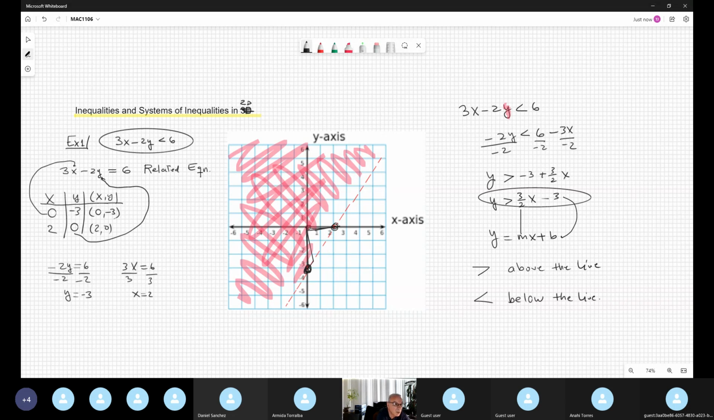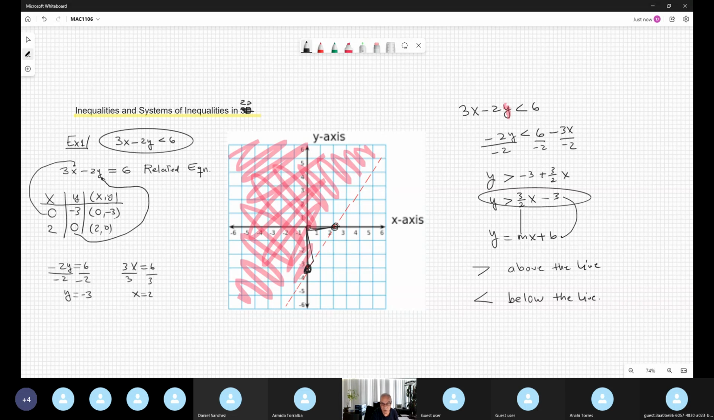Inequalities. System of inequalities. Inequality into the base. Okay. Example 1. Cool. This is exactly what I want to show you.